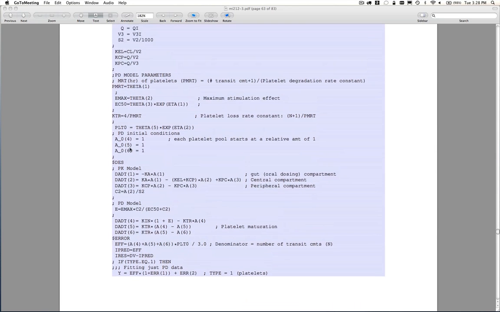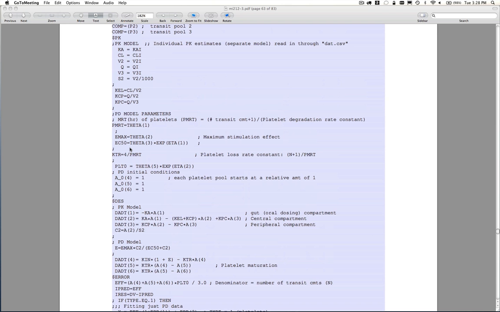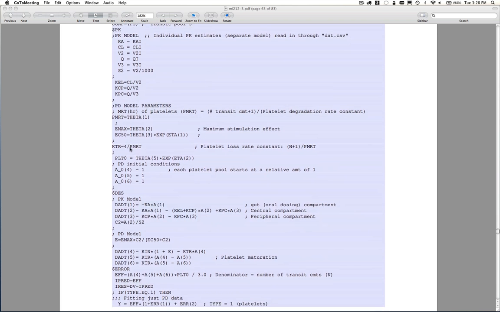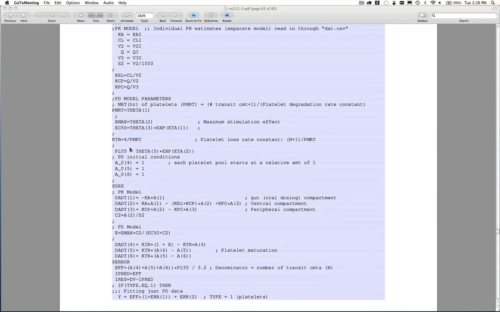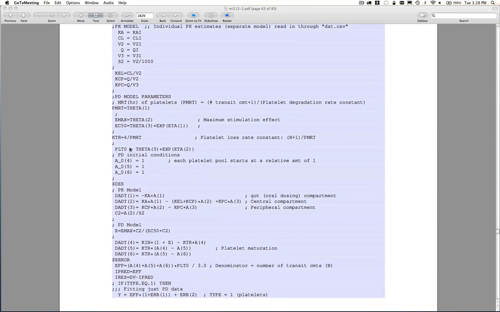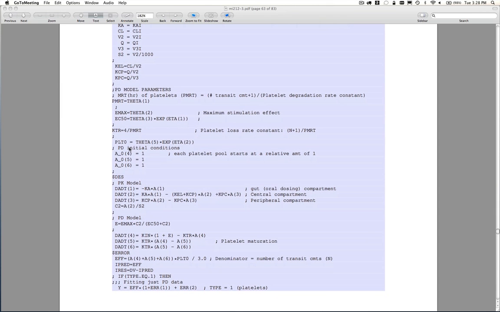Where we've defined KN. I think I may have missed that. I think that's a typo in the notes. I'll fix that as well. So we're actually going to use the steady state conditions here to help us define the KN and K transit.